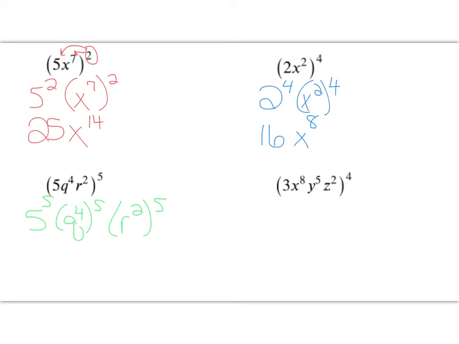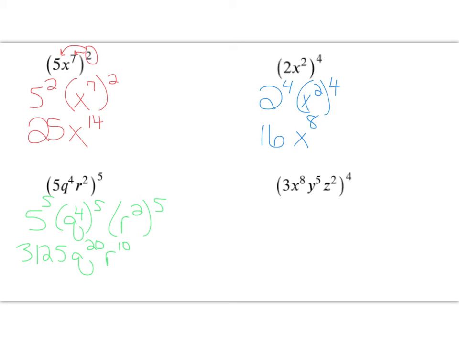5 to the 5th power is 3,125. Now, tell me what the exponent for q is going to be. You should get q to the 20th because 4 times 5 is 20. Now, tell me what the exponent for r is going to be. The exponent for r is 10 because 2 times 5 is 10. So my final answer is 3,125, q to the 20th, r to the 10th.